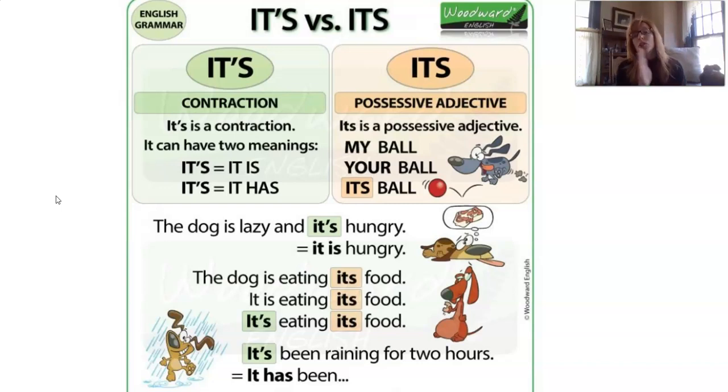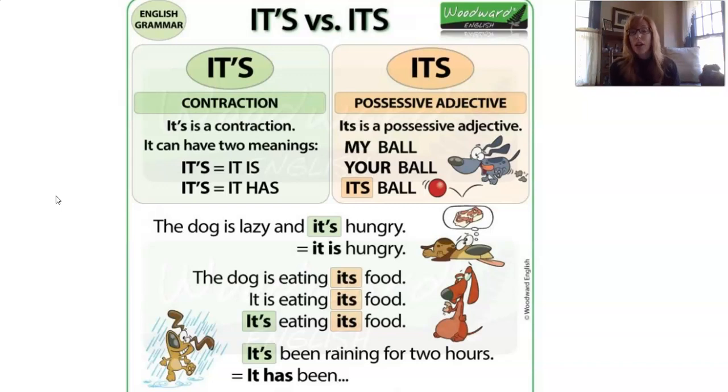So now we're going to go over to the other side where it's kind of the peach color and the word is its. But this is a possessive adjective, okay? Just like we were talking about your is possessive, its is possessive. Its is a possessive adjective. My ball, your ball, its ball.